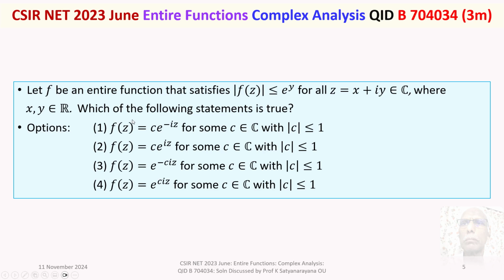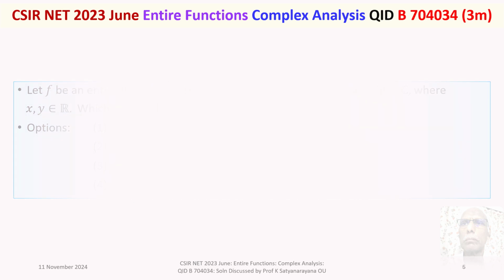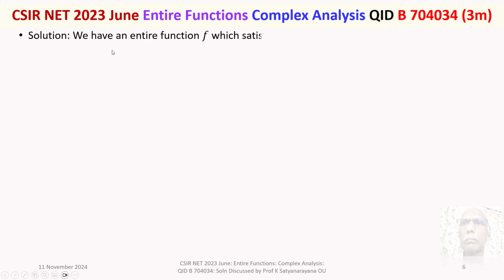For all these functions given in options 1, 2, 3, 4, we will check whether it has the given property, namely mod of f(z) less than or equal to e power y for all z = x + iy belonging to C, where x, y belong to R. We do it in the next slides. We now discuss the solution of the problem in detail.